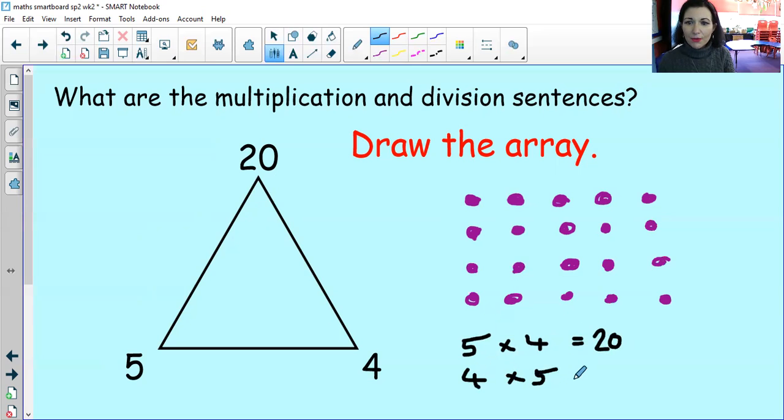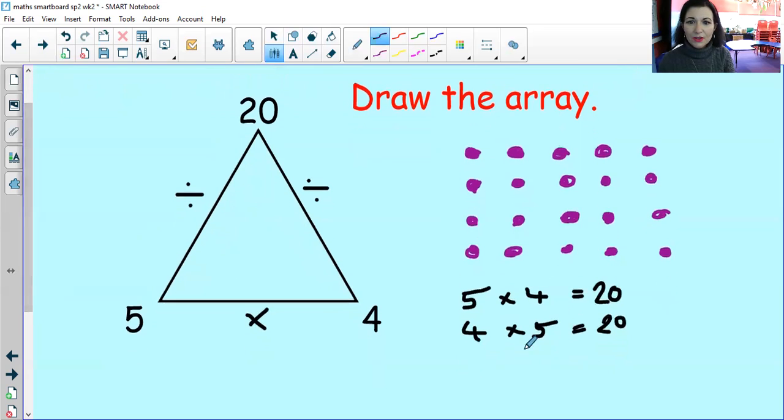And 5 groups of 4 is 20. Let's put those division signs in there as well for you. Let's do the division sentence now. I'm starting with my biggest number, which is 20. 20 divided by 5. So how many groups of 5 are in 20?